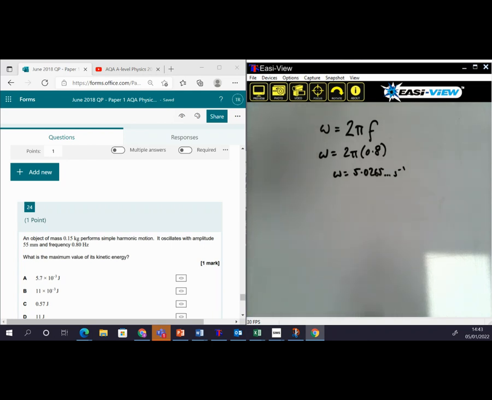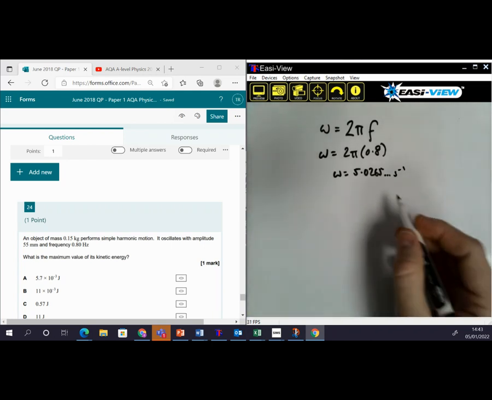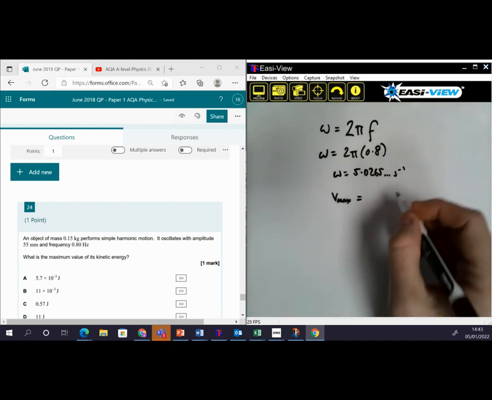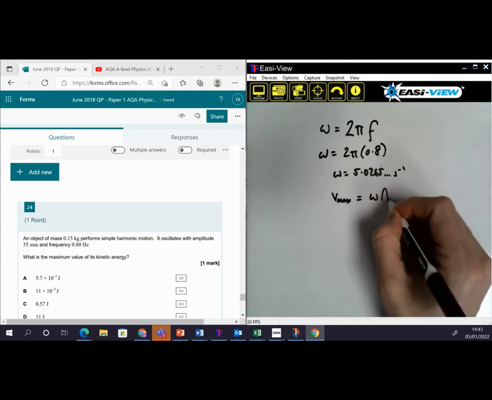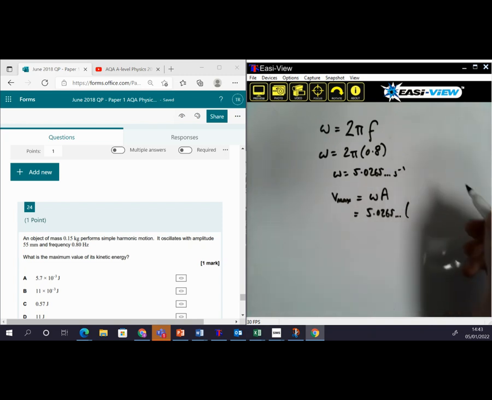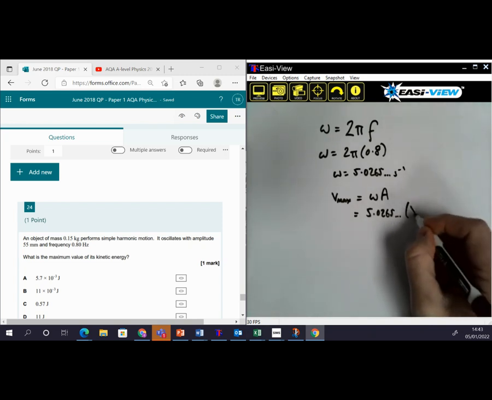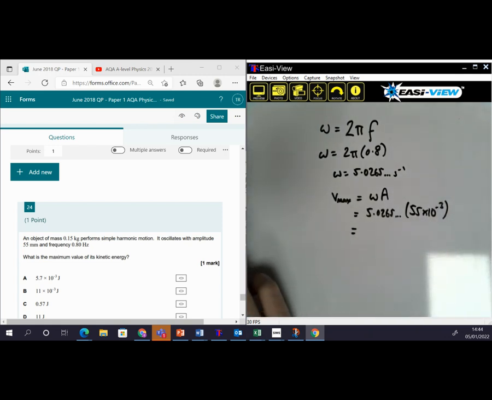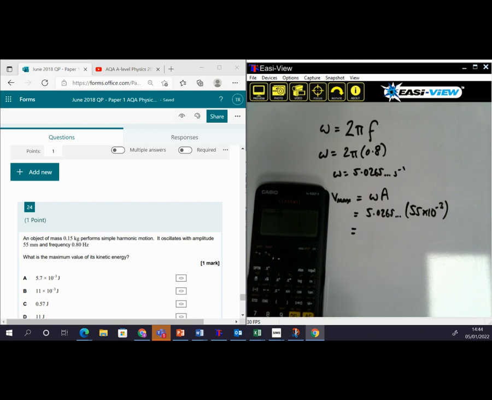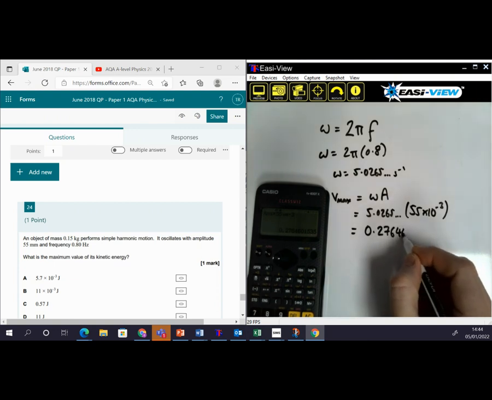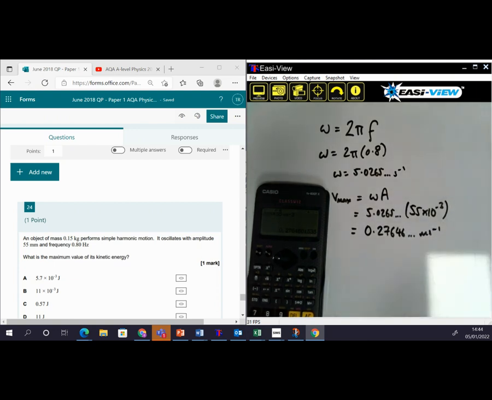And now I'm going to use the equation to find the velocity. So v max is what I'm interested in, which is just this omega value that I've just worked out multiplied by the amplitude. So it's 5.0265, which I've still got on my calculator, and I need to multiply it by the amplitude. Don't get caught out, it's in millimeters, 55 times 10 to the negative 3. So multiply that by 55 times 10 to the negative 3. That gets me that the maximum velocity is 0.27646 meters per second.